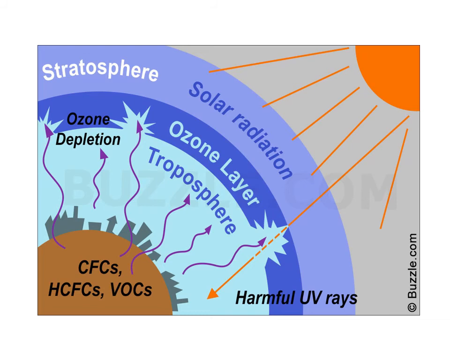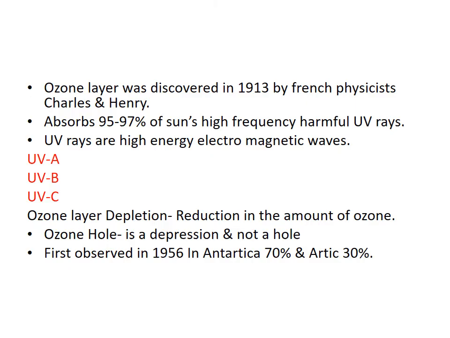So when depletion happens to the ozone layer, the harmful ultraviolet rays reach the earth and cause different diseases, skin cancer, and it will affect the crop yields, plants as well as human health.